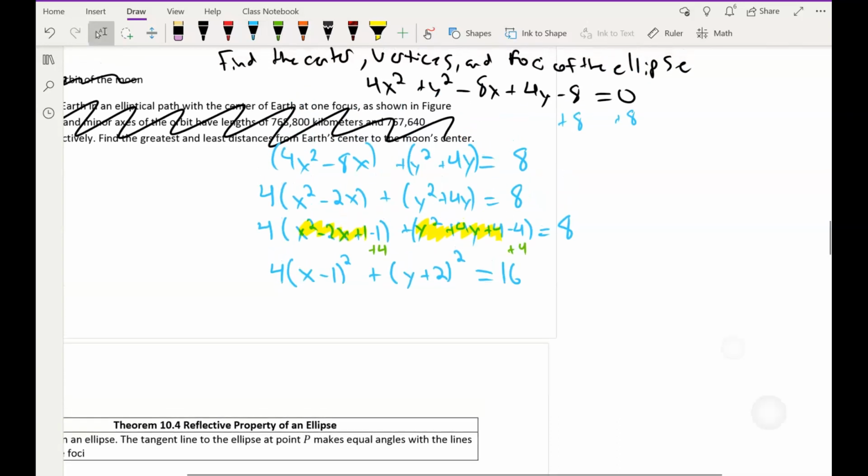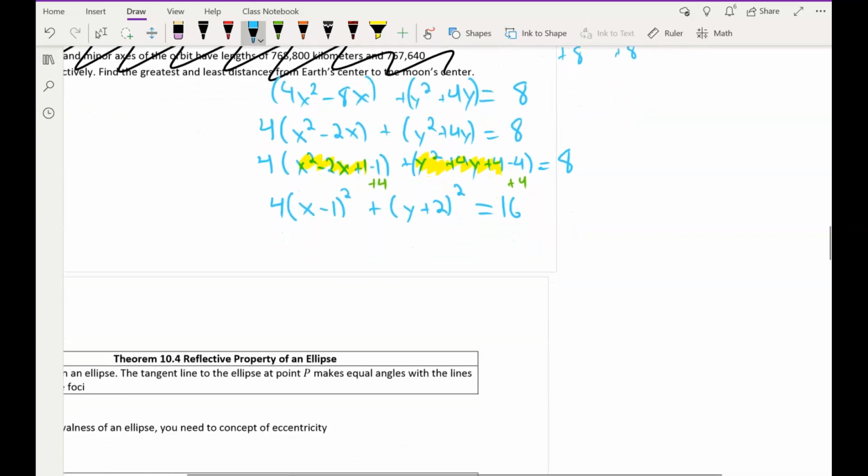Remember that we want this term right here to be 1. And to get that to be 1, we just divide by 16, which works nicely for us because we are also getting rid of this 4. So if we divide everything by 16, this is the same as x minus 1 squared over, well, 4 divided by 16 is the same as 1 over 4.